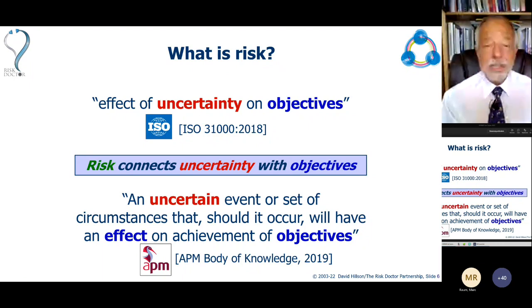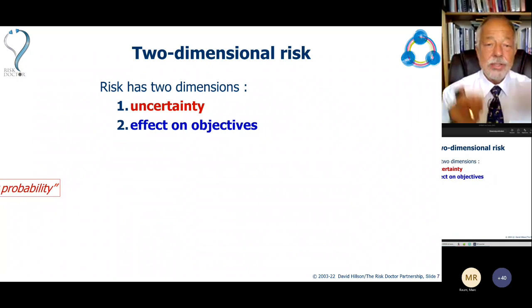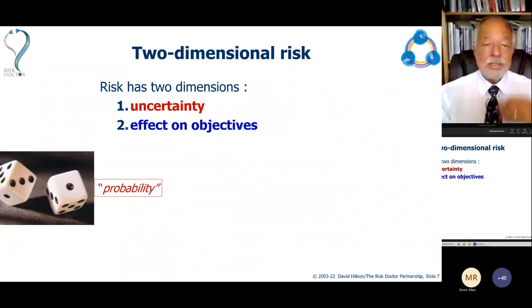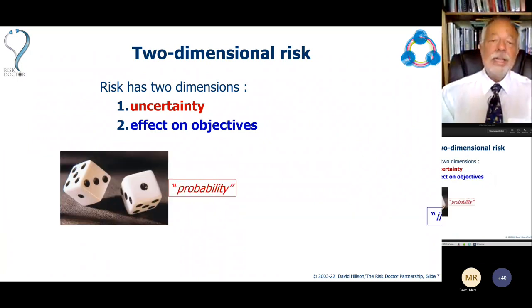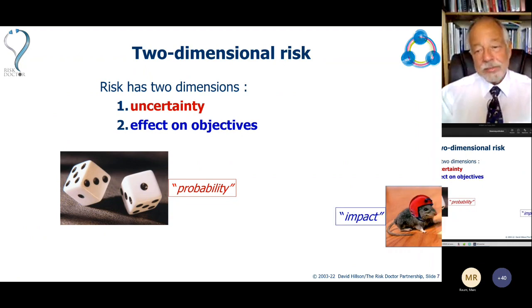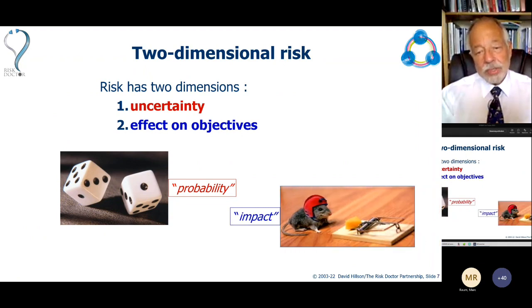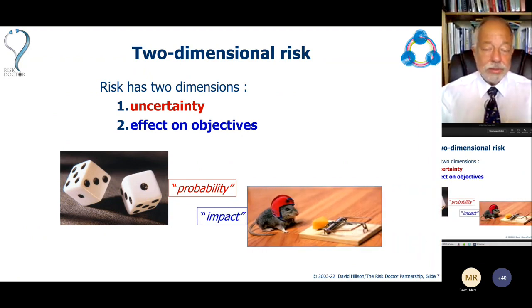So we see these two things coming together, which means that risk is a two-dimensional idea. Something to do with uncertainty, something to do with effect on objectives. And we tend to use the words probability or impact. We could use likelihood or frequency or chance. We could use effect or consequence or result. But probability and impact are the words we use in the project management world.